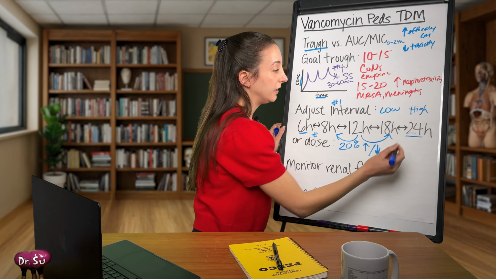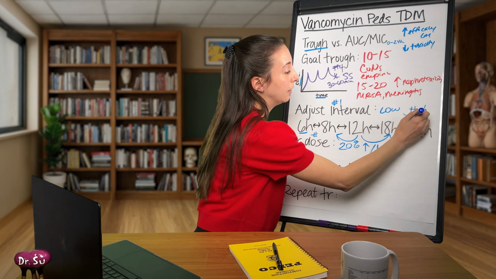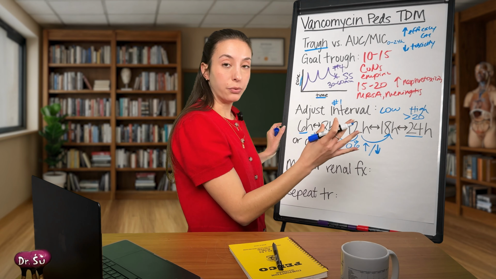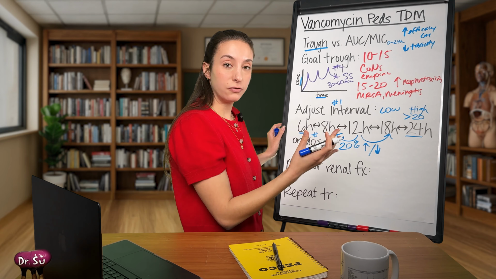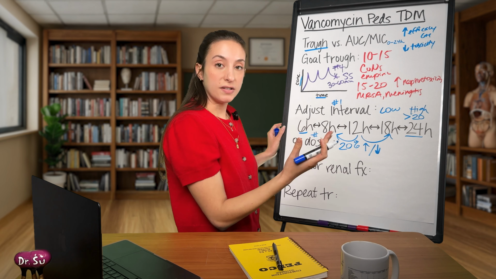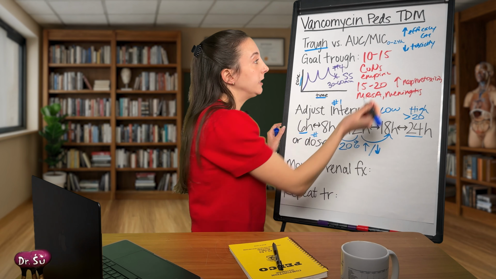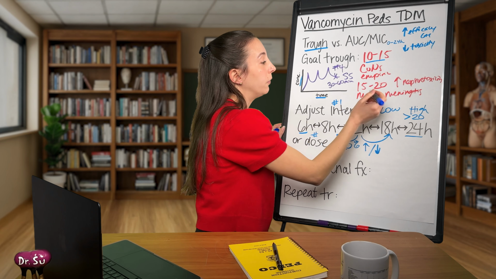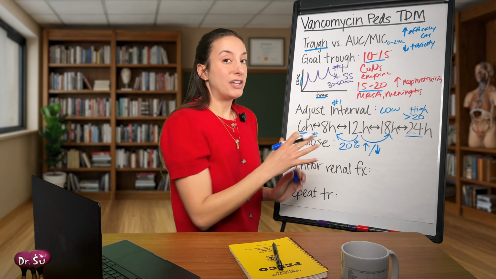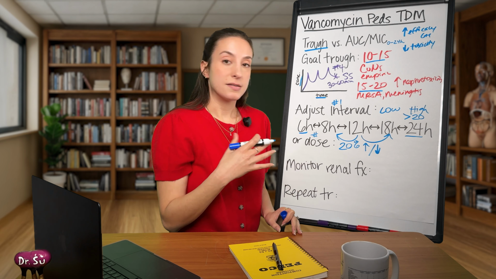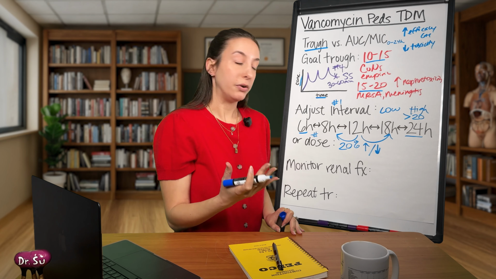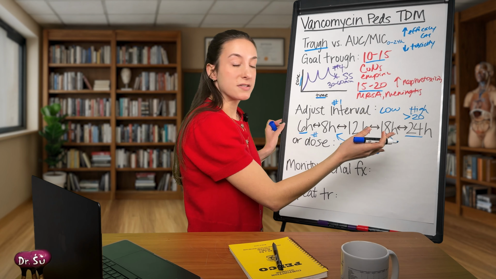If your trough is greater than 20, I would hold your dose for one dosing interval and then repeat. And then you can restart when your trough is below 15 if your goal is 10 to 15, or below 20 if your goal is 15 to 20. That's just to make sure that you don't cause AKI from a supratherapeutic level. Over 20, there's a pretty high risk of that.